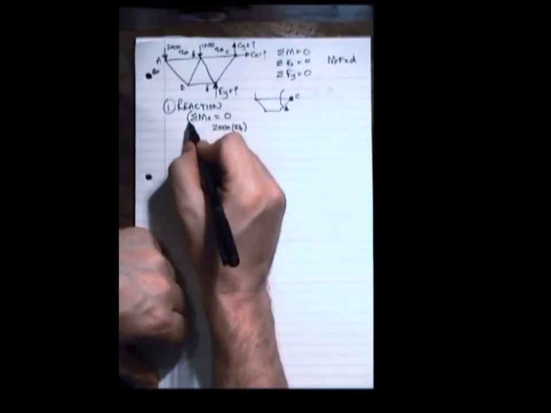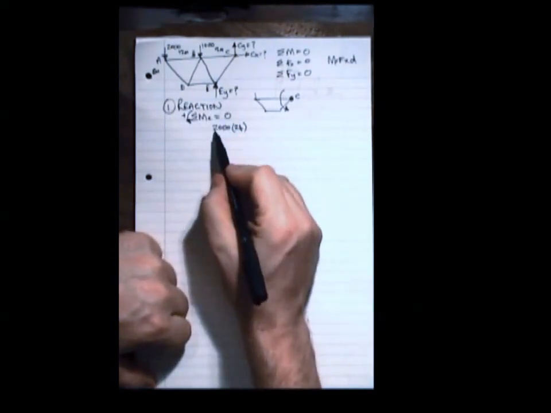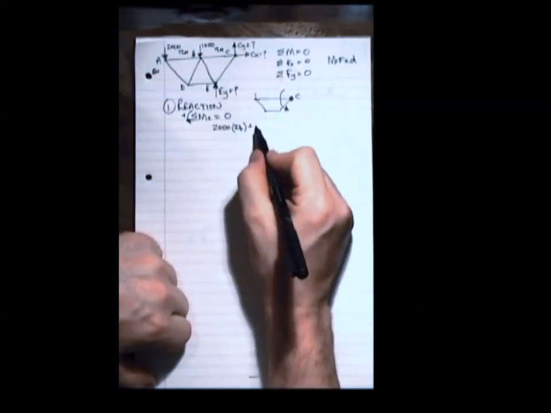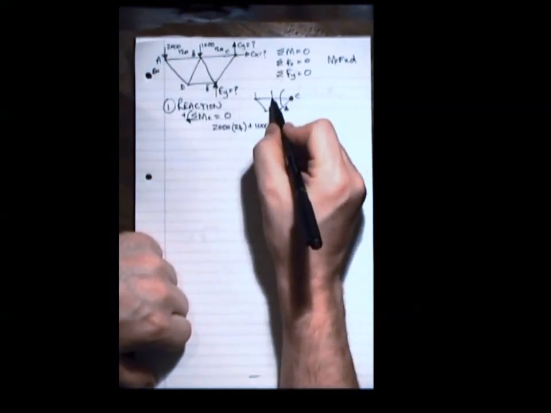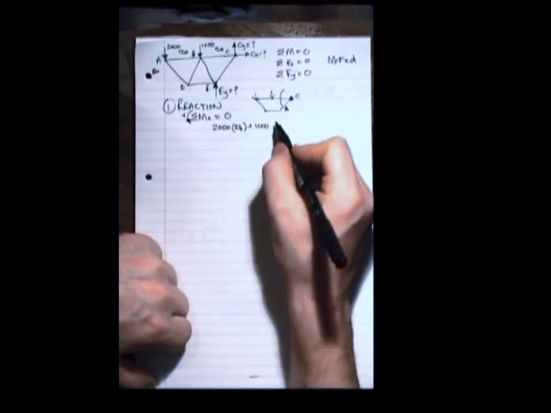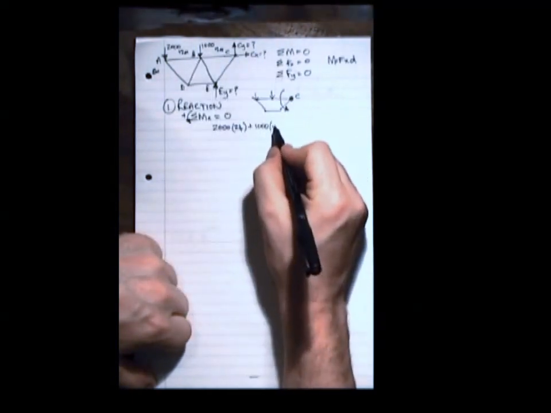Now, you need to say which way your positive is going. So I'm saying that anti-clockwise, I'm making everything positive. Now, my next force is my 1,000. So I've got 1,000. It's sending everything around in an anti-clockwise direction. And the distance from point C is 12, so times by 12.